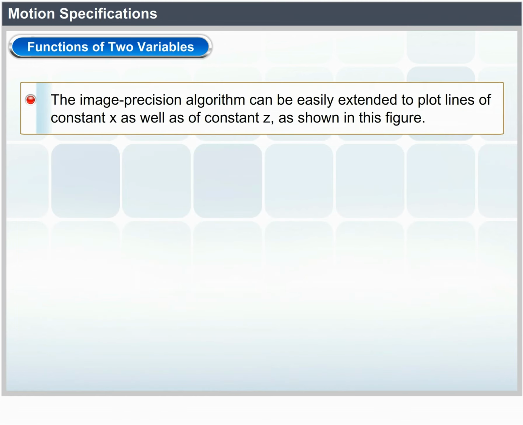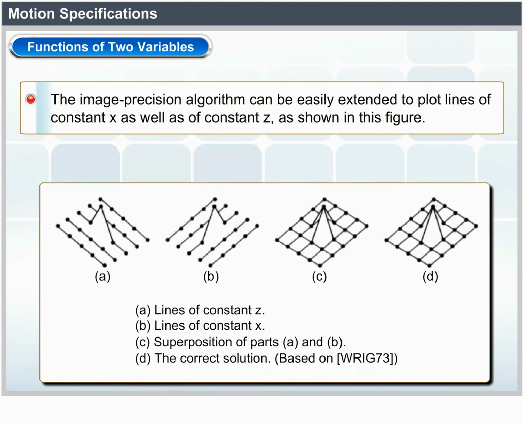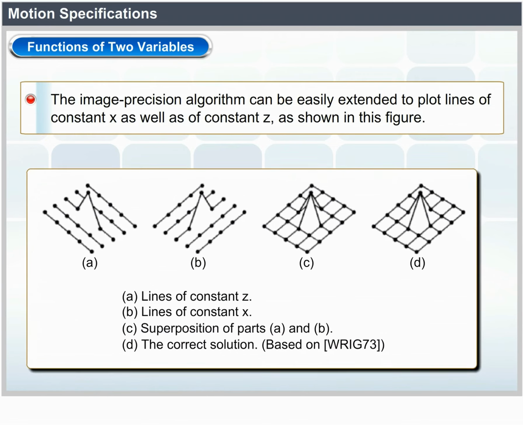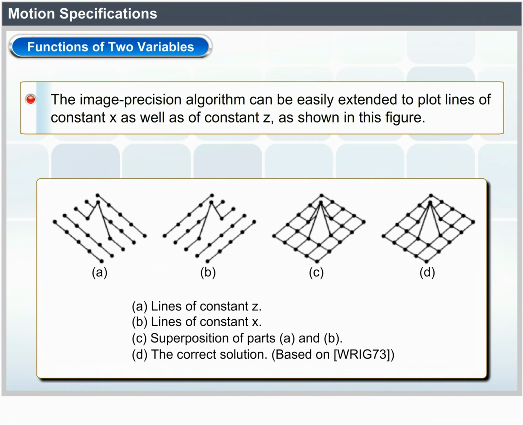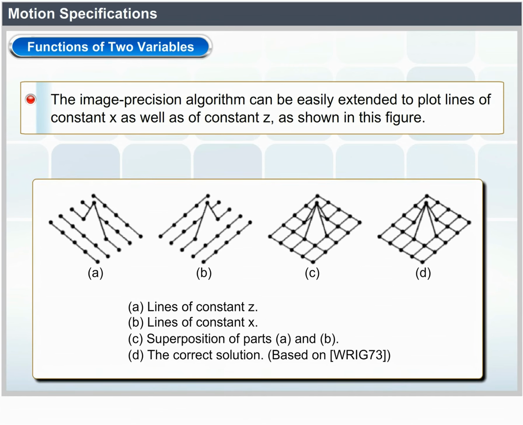The image precision algorithm can be easily extended to plot lines of constant x as well as of constant z, as shown in the figure. Although it is tempting to assume that superimposing the correctly plotted polylines of constant x and polylines of constant z would work, this does not allow lines from each set to hide those in the other, as shown in the figure.